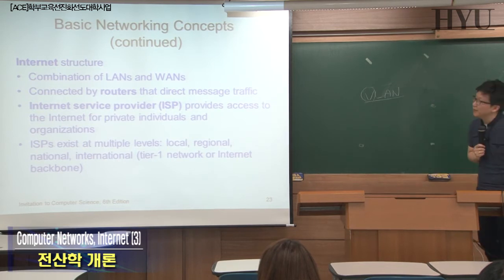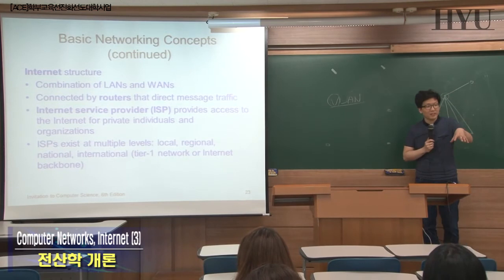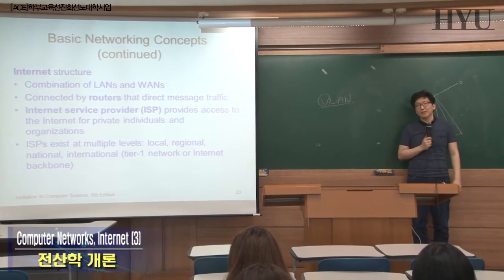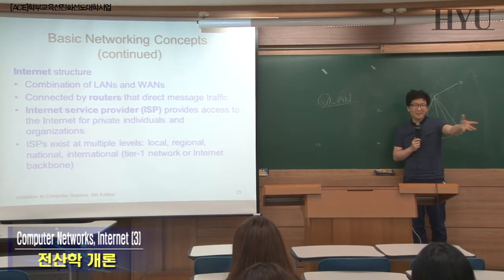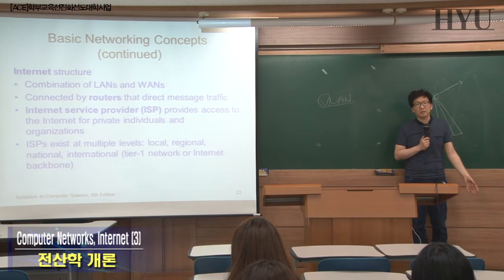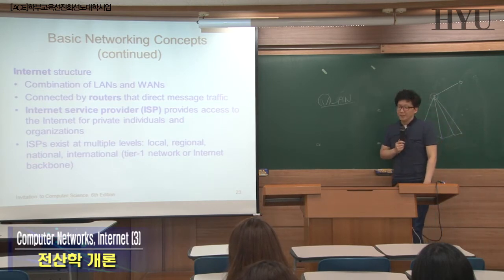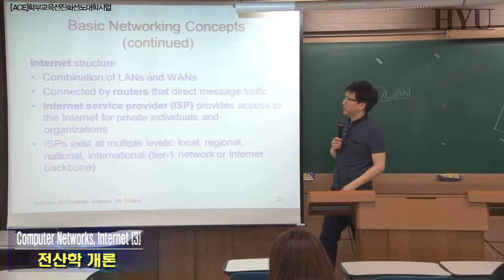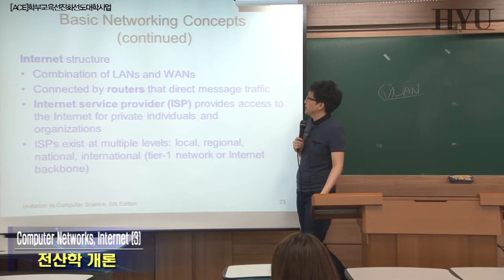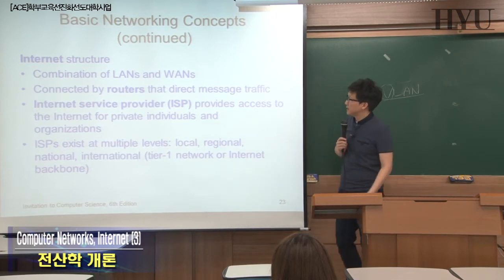Internet structure. The Internet is a combination of LAN and WAN. Small network and big network. Wide area network, like between cities or between provinces, between countries. That's WAN. LAN is like us, or in a big picture, LAN is like our Hanyang University network. So it consists of LANs and WANs, connected by something called routers that direct message traffic.